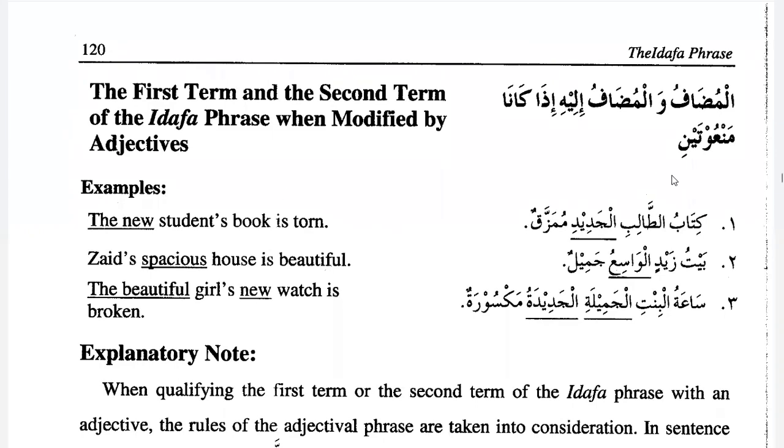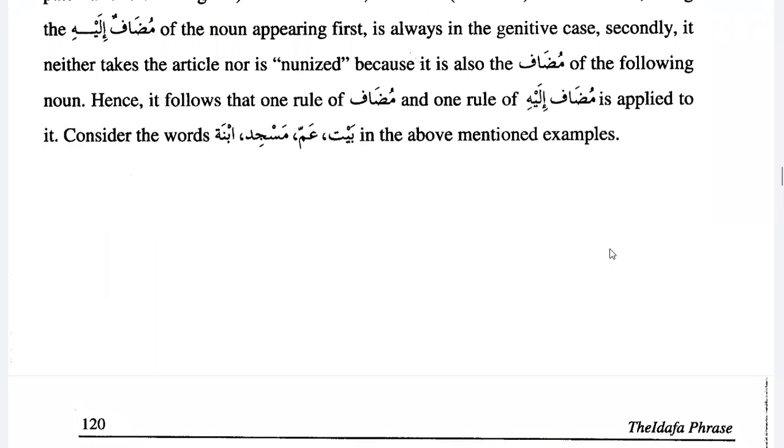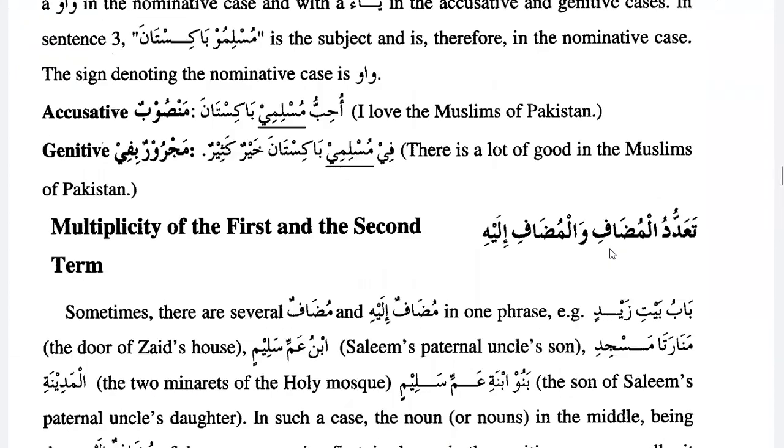So here you see that the combination of Muzaf and Muzaf ilayh becomes a manut in these three sentences. Okay. Sa'atul bintil jamilatil jadidatu maksuratun. Does anyone remember what is the name for the combination of Muzaf and Muzaf ilayh?